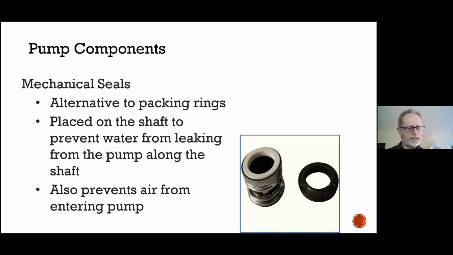Here's a shot of a mechanical seal. Most new pumps are specified with that, and you can buy kits that will replace a packing style in some pumps with a mechanical seal, but it all depends on the manufacturer of the pump itself. As an alternative to packing rings, it is placed over the shaft sleeve if the unit has a sleeve, and prevents water from leaking, but it also prevents air from getting into the pump and creating cavitation.